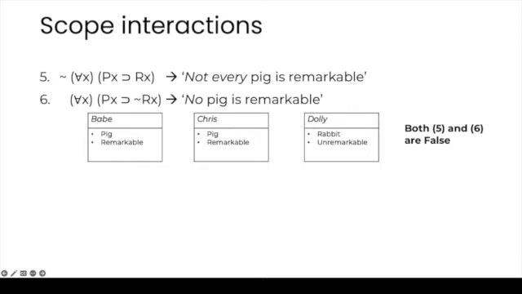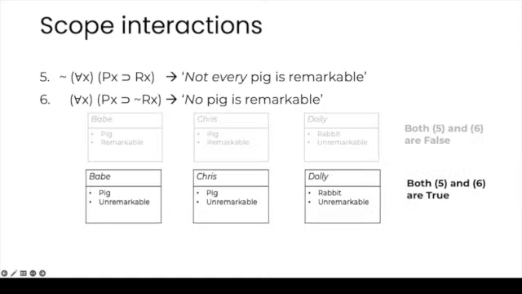If you look at this situation, here both 5 and 6 are false. Why? Because every pig is remarkable. So this doesn't distinguish between 5 and 6. This situation doesn't distinguish between these two sentences either, because both of them come out true here, because no pig is remarkable. So both 5 and 6 come out true.